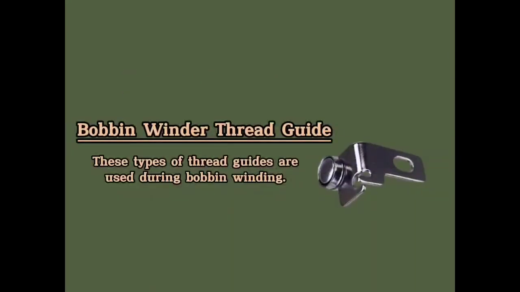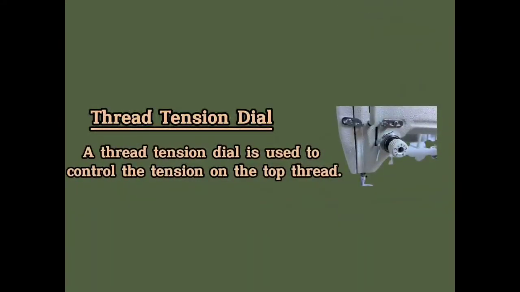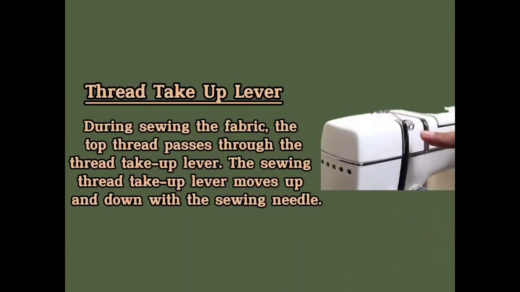Number 10 is the bobbin winder thread guide. These types of thread guides are used during the bobbin winding. 11 is the thread tension dial. A thread tension dial is used to control the tension on the top thread. Number 12, the thread take-up lever. During sewing the fabric, the top thread passes through the thread take-up lever. The thread take-up lever moves up and down with the sewing needle.